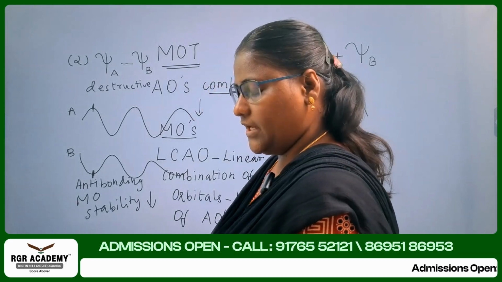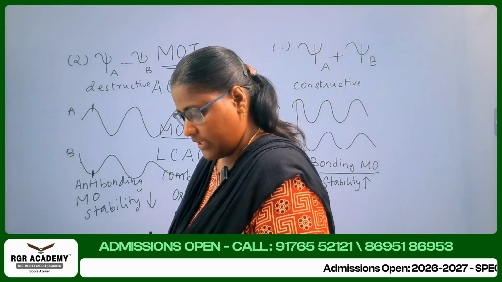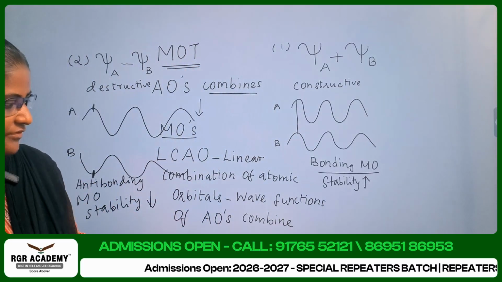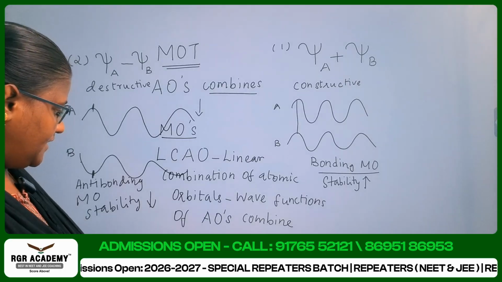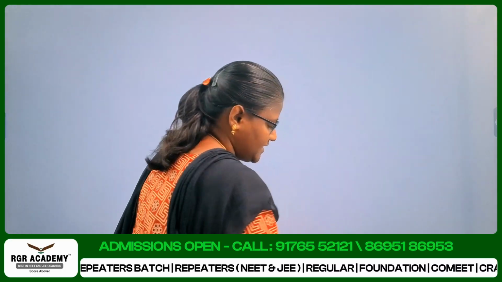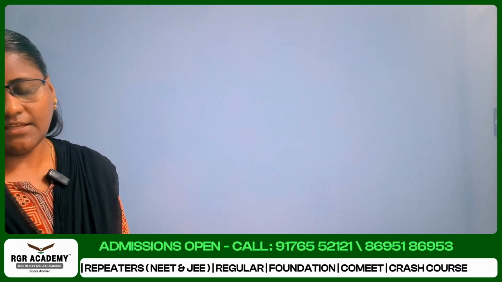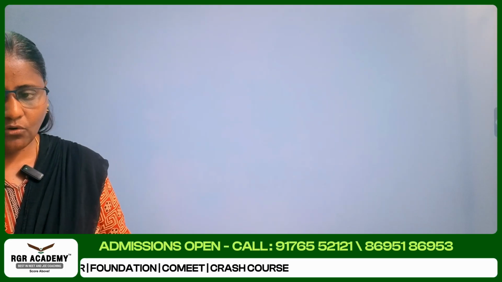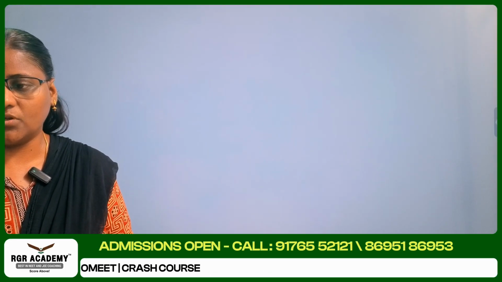And how do these molecular orbitals involve in bonding? The molecular orbitals will involve in bonding in either of the cases. If it is in phase with each other, if it is along the nuclear axis, then it is said to form a sigma bond. When it is the lateral overlapping, it is said to be the pi bond.